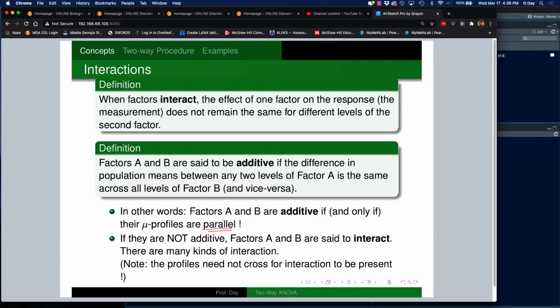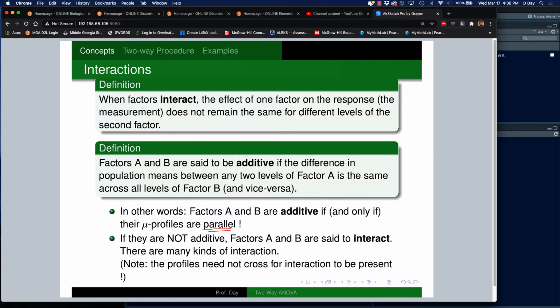So if they are not additive, that means the factors A and B are said to interact, and there are many different types of interaction. As the images I'm about to show you will illustrate, the profiles need not cross for an interaction to be present. The full model ANOVA p-value is going to tell us a lot, but we can't always rely on that solely alone when we're doing this kind of test. This test has a little bit of wiggle room with the interaction, and if it's not too severe, we can still do some things with it, okay? It doesn't stop us dead in our tracks when we see an interaction.